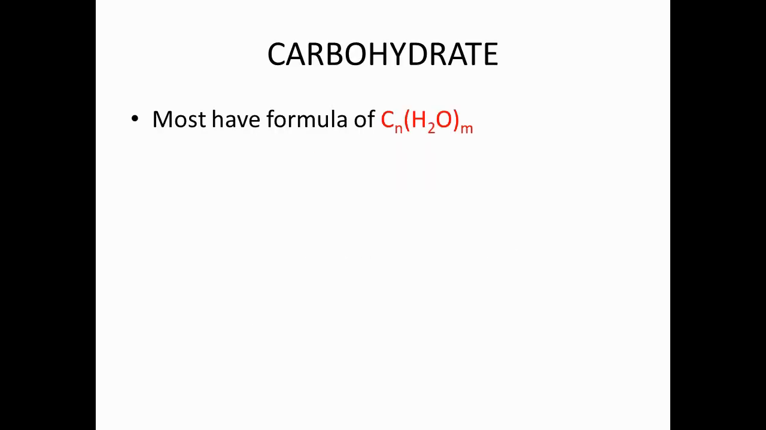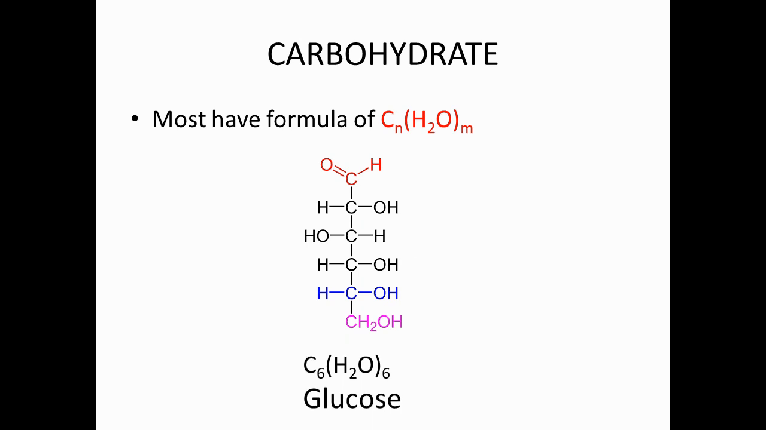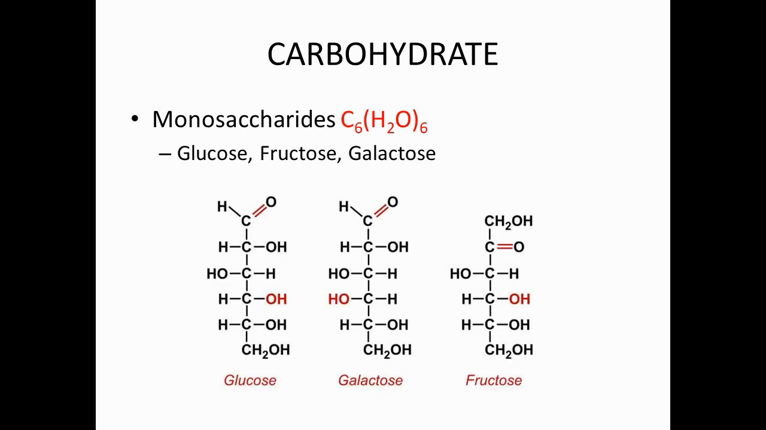So glucose is a carbohydrate, and most carbohydrates have the formula of a number of carbon and the same number of H2O, which is water, and that's why carbohydrates are also called hydrates of carbon. As you can see in the glucose structure, it has so many hydroxyl groups and hydrogen bonds. There are certain groups of carbohydrate.